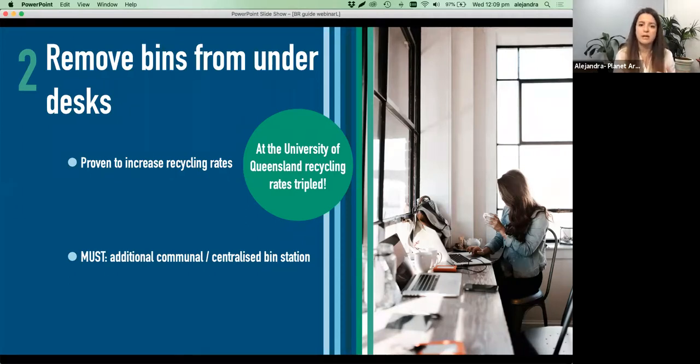So by doing that, you can increase recycling rates instead of sending everything to landfill, which is probably what will happen if you put everything in the bin underneath your desk. So again, that's a very easy one to do. If you end up doing this, it's strongly advised that you communicate this to your colleagues as well.